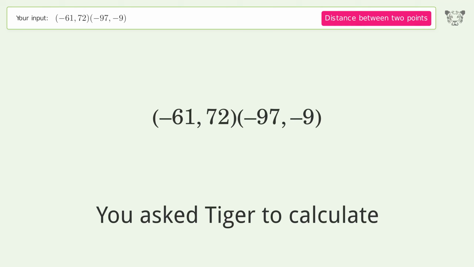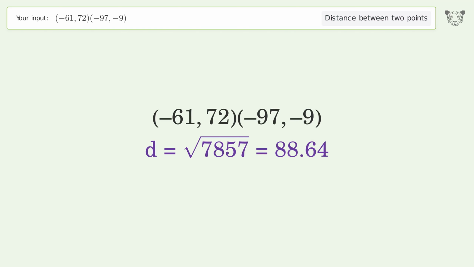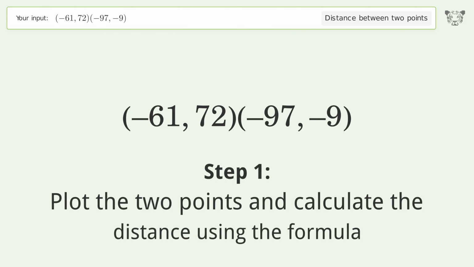You ask Tiger to calculate. This deals with the distance between 2 points. The distance between the 2 points is the square root of 7,857, or 88.64. Let's solve it step by step. Plot the 2 points and calculate the distance using the formula.